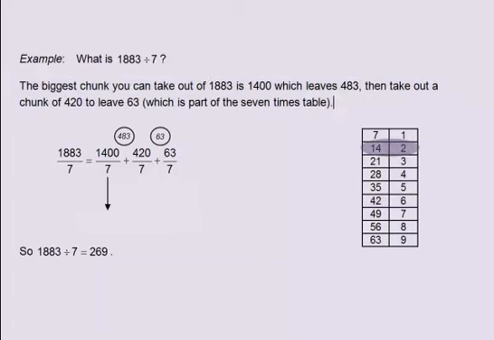So 1,400 divided by 7 is 200. 420 divided by 7 is 60. And 63 divided by 7 is 9. So 1,883 divided by 7 is 200 plus 60 plus 9, which equals 269.